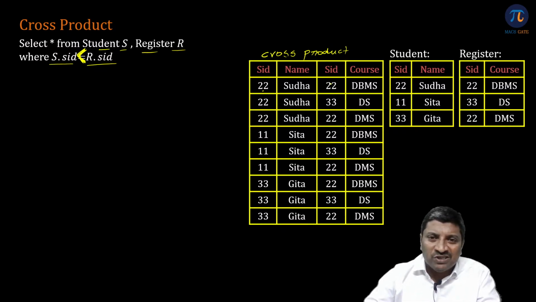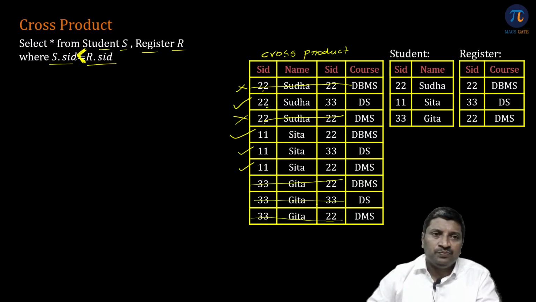So this ID must be less than this ID. It is not true. 22 less than 33, fine. 22 less than 22, not true. 11 less than 22, fine. 11 less than 33, 11 less than 22. 33 less than 22, no. 33 less than 33, no. 33 less than 22, no. Hope you understood it.